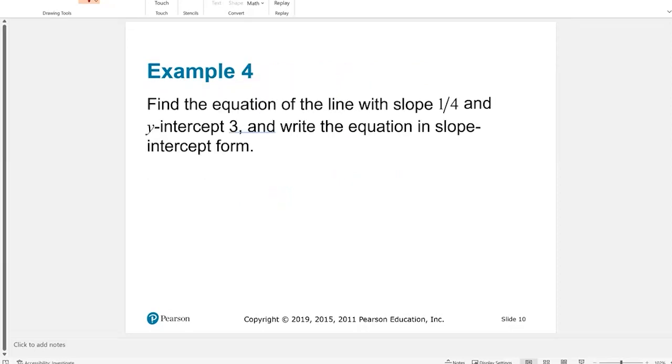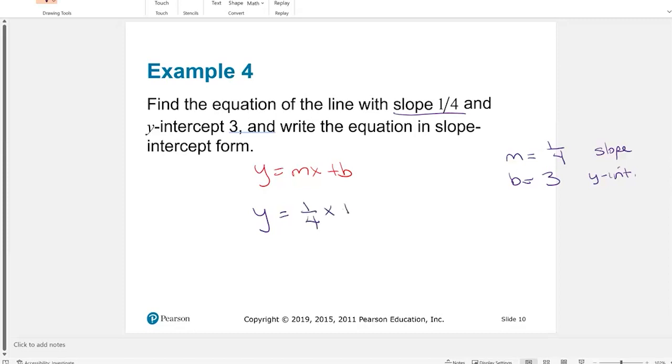All right, so find the equation of the line with slope 1/4 and y-intercept 3. Well, we start with y equals mx plus b. I'm being told that the slope, or m, is equal to 1/4, and that b, which is the y-intercept, is 3. I'll just write here, this is the y-intercept. And now I plug things in, which gives me y equals 1/4 times x plus 3.